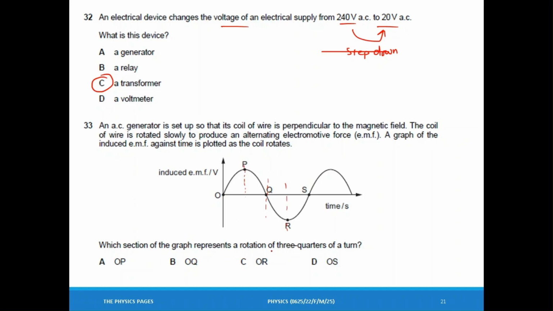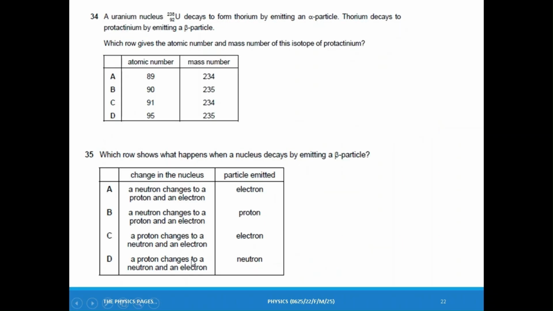So which section of the graph is rotating three quarters? It will start from O and reach until R. So OR is the best option for this. Question number 34: uranium 92-238 decays to form thorium.